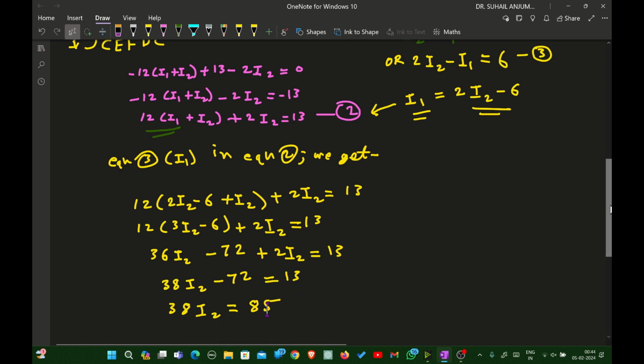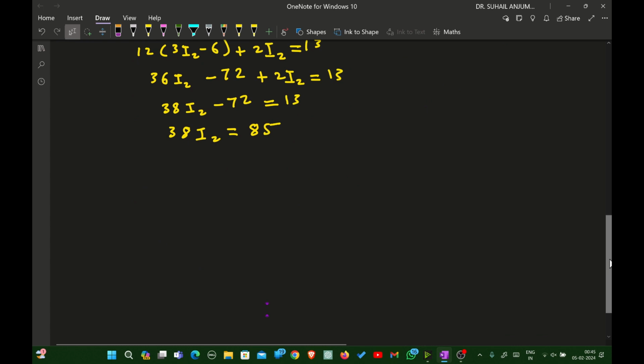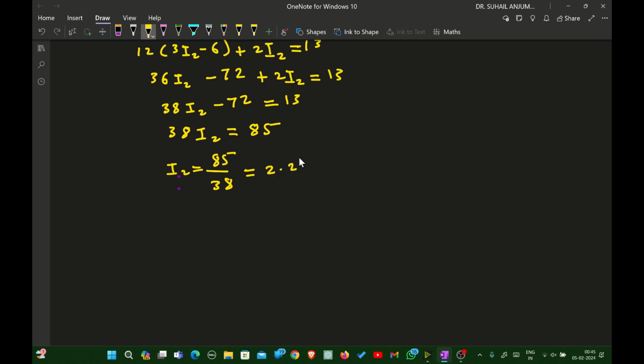Or from this equation, we can say that our I2 is equal to 85 divided by 38. Okay. So if you solve this, you will get 2.237 ampere. So this is the current I2. This is one of the currents, that is I2. I will call it equation number 4.